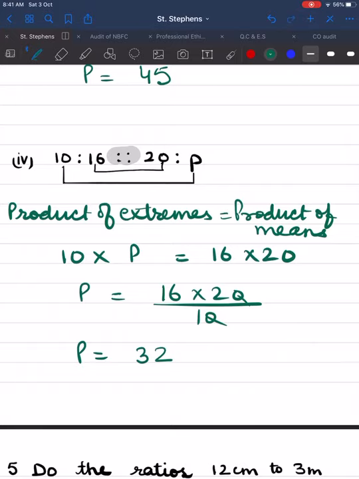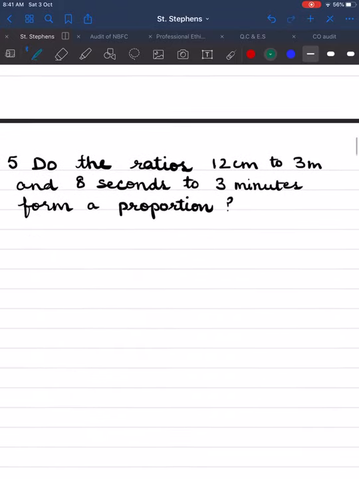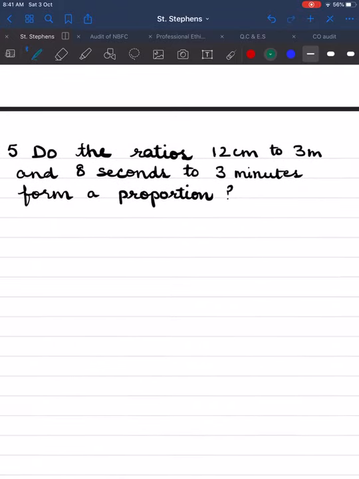Now children, let's do question 5. Now here we have to check whether the ratios 12 centimeter to 3 meters and 8 seconds to 3 minutes form a proportion. So first let's find out the ratio of 12 centimeter to 3 meters. And children, I hope you remember that to find out the ratio, the units must be of the same kind.